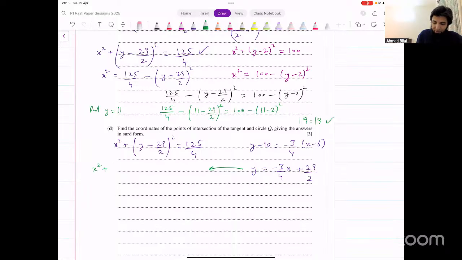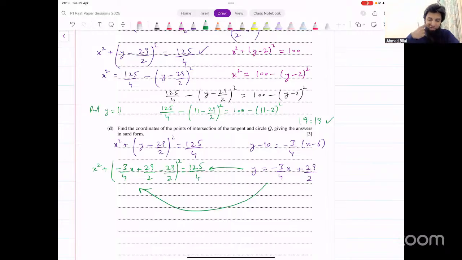x squared plus minus 3 over 4 times x plus 29 over 2 minus 29 over 2 whole squared equals 125 over 4. In such problems where you have to solve the equation of a circle with something else simultaneously, I would recommend, before you expand this, substitute that value here before expansion. That will simplify your working in some cases.